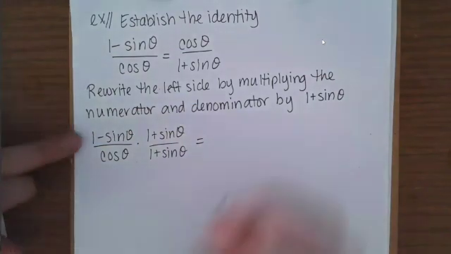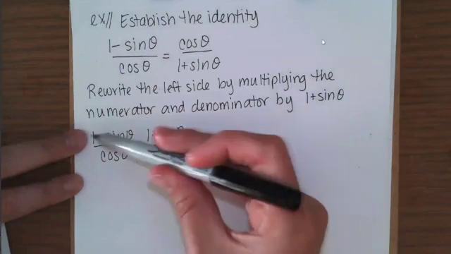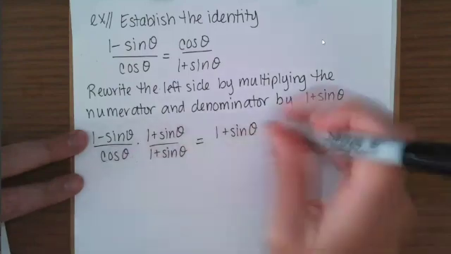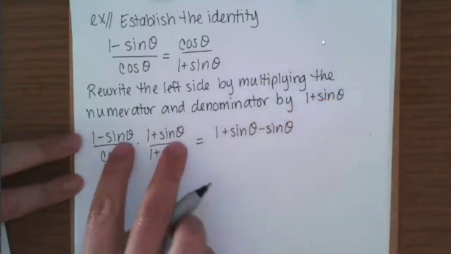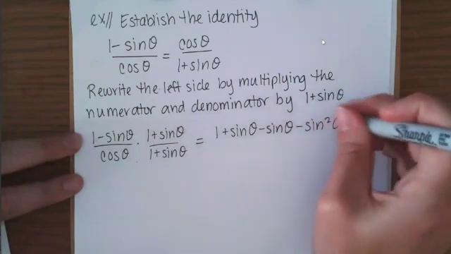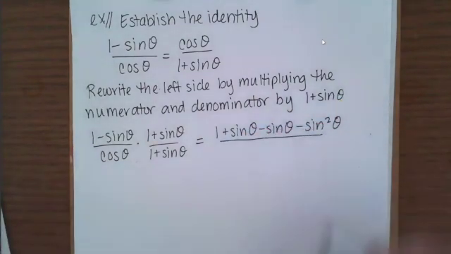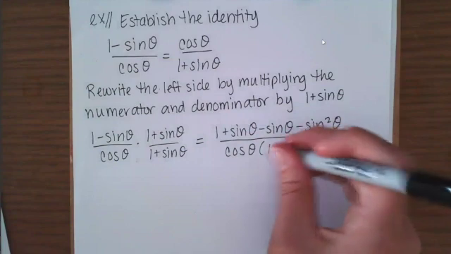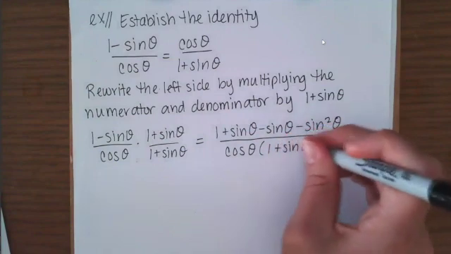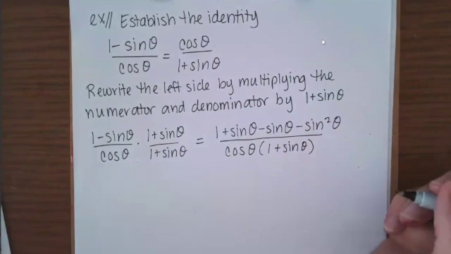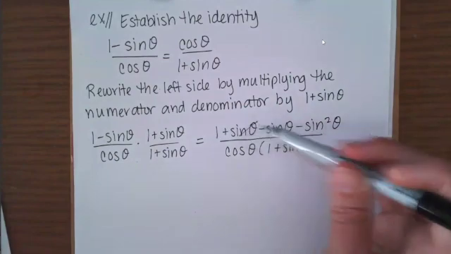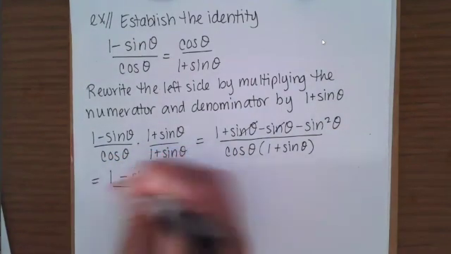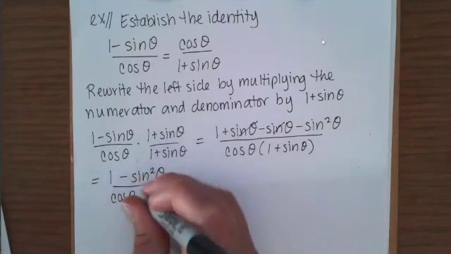So first thing we'll do, we'll FOIL out the numerator. So FOIL stands for first, outer, inner, last. So first is 1 times 1 is 1. Outer plus sine of theta. Inner minus sine of theta. And last minus sine squared of theta. In the denominator, I'm just going to go ahead and leave this as cosine of theta times (1 plus sine of theta) because it's not really a benefit to multiply that out. We see here in the middle, we have plus sine of theta minus sine of theta. Those cancel out. So we get (1 minus sine squared of theta) over cosine of theta times (1 plus sine of theta).